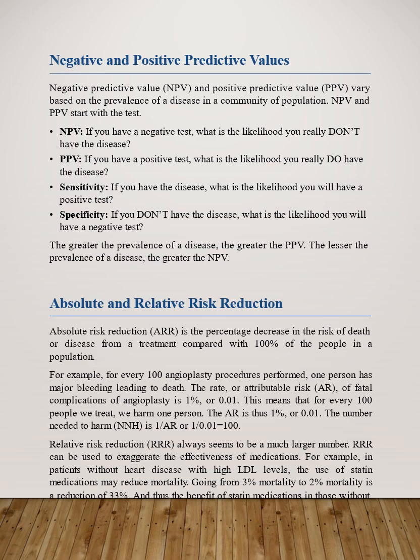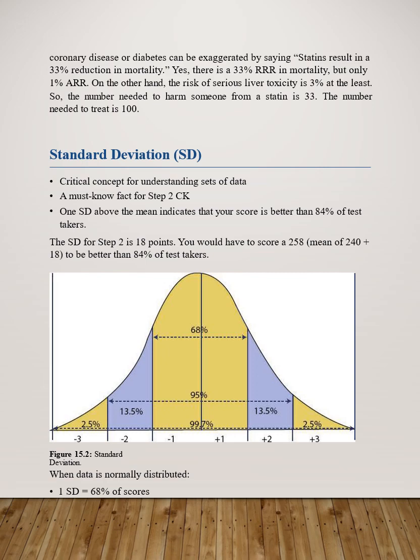Relative risk reduction, or RRR, always seems to be a much larger number. RRR can be used to exaggerate the effectiveness of the medication. For example, in patients without heart disease and with high LDL levels, the use of statin medication may reduce mortality. Going from 3% mortality to 2% mortality is a reduction of 33%. Let's go to the next slide, which is slide number 4. In this case, we can exaggerate it by saying statin results in a 33% reduction of mortality. Yes, there is a 33% RRR in mortality, but only 1% ARR.